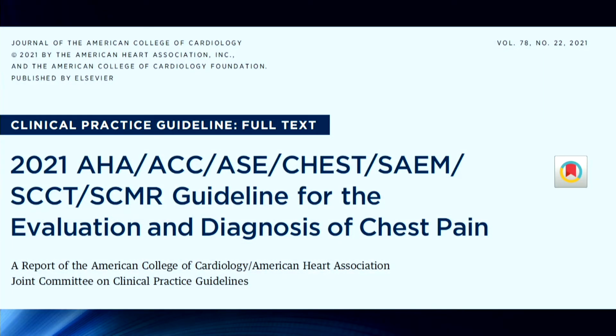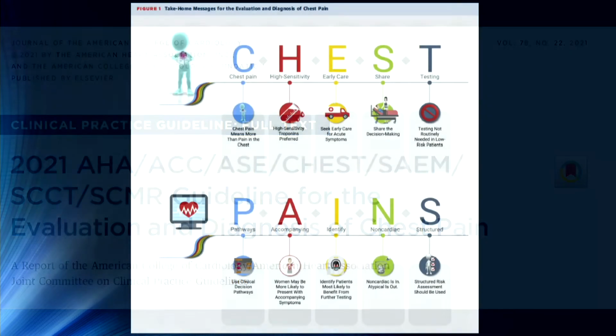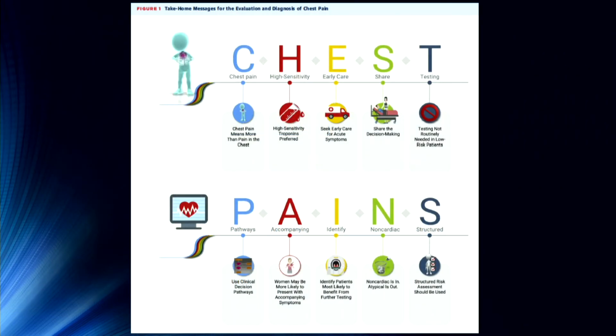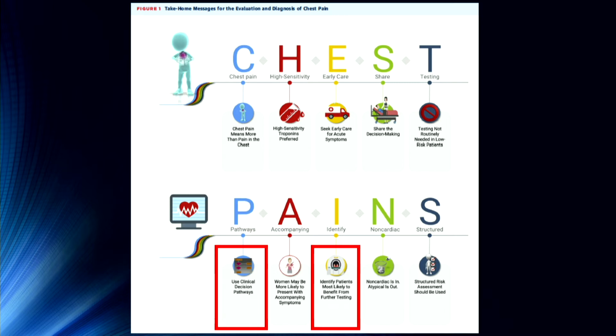In this audience, I don't think I need to go over this much in detail, but the recent acute chest pain guidelines published last year gave cardiac CT a 1A indication, which further strengthens the evidence on the power of cardiac CT. And it has a mnemonic for chest pain, but the one thing to remember is to use clinical pathways, the P, and also the I, to identify patients most likely to benefit from imaging. And this is where Aquilion ONE technology can really help your patients.